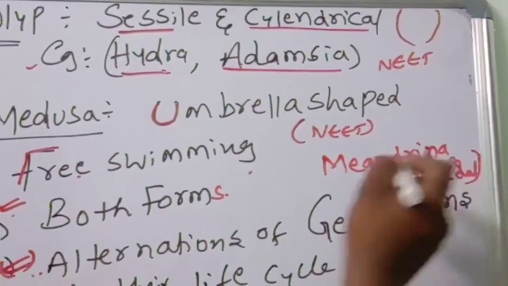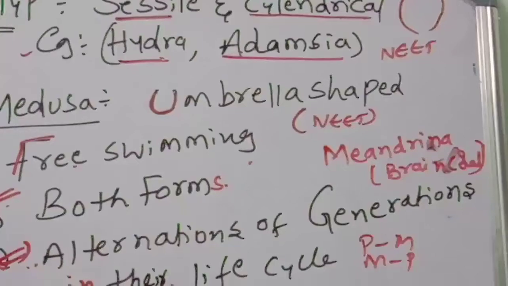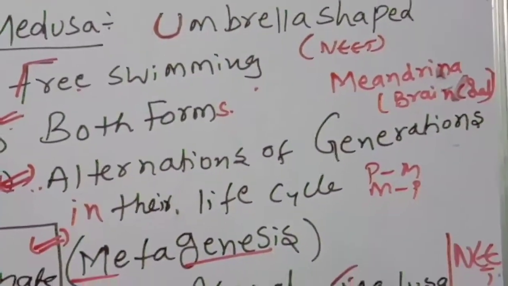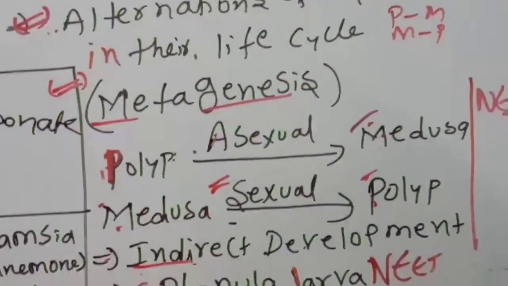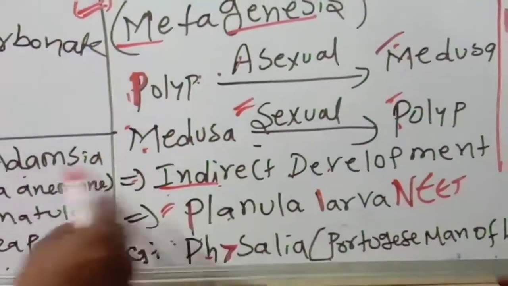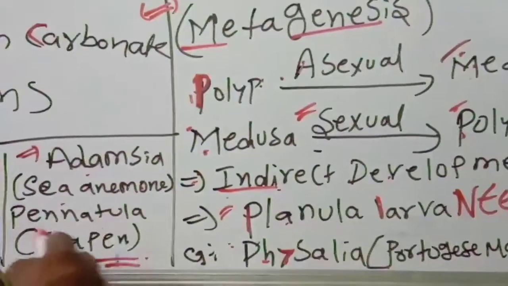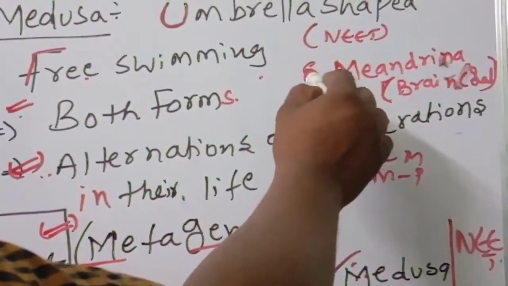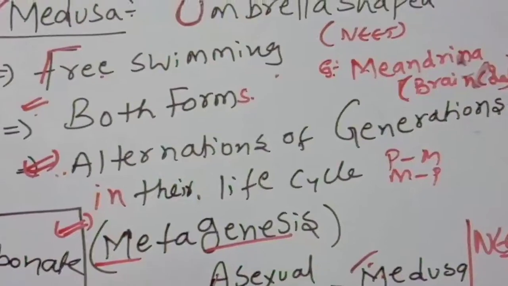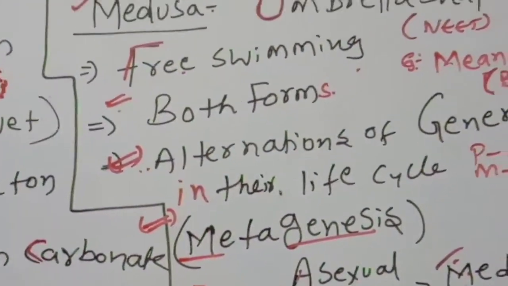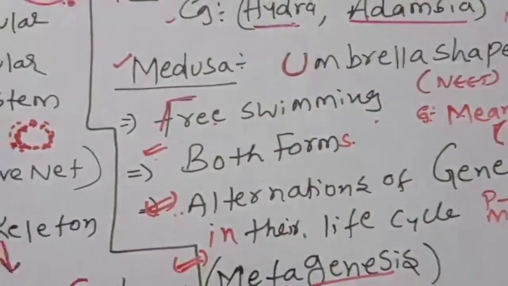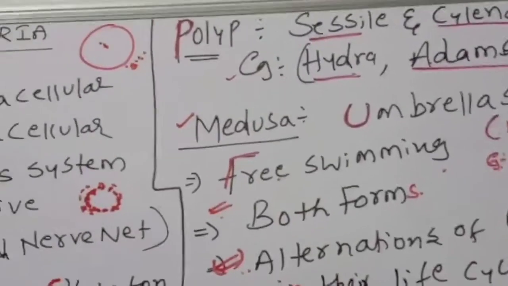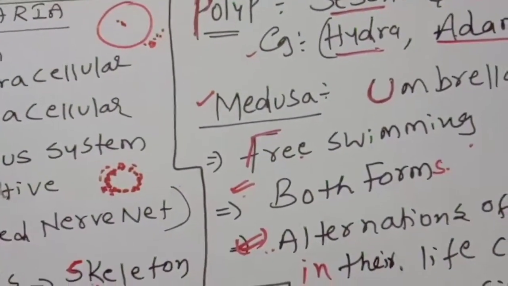Different examples are there. What are the examples? Physalia, Adamsia. Physalia means Portuguese man of war. Adamsia, sea anemone. Peninsula, sea pen. And meandrina, what you called? Brain corals. These all are examples of cnidarians. So these are the neat bits in this. So you should practice very effectively.